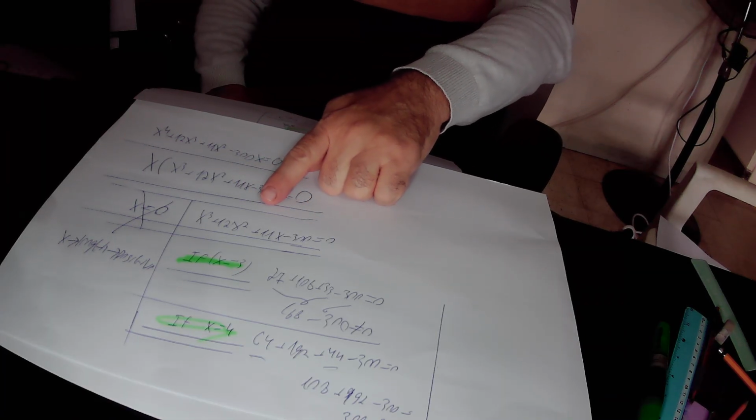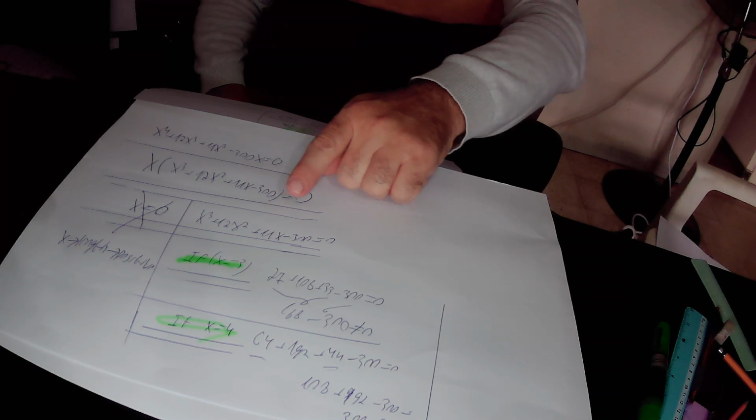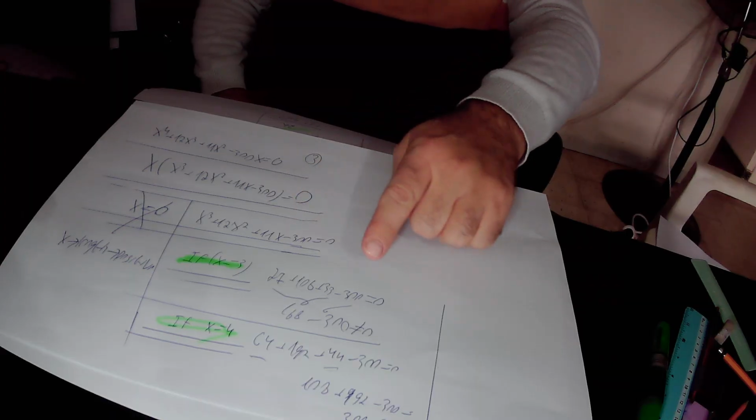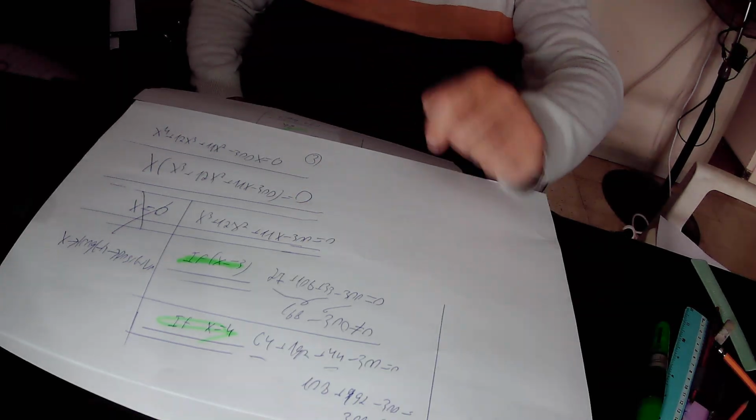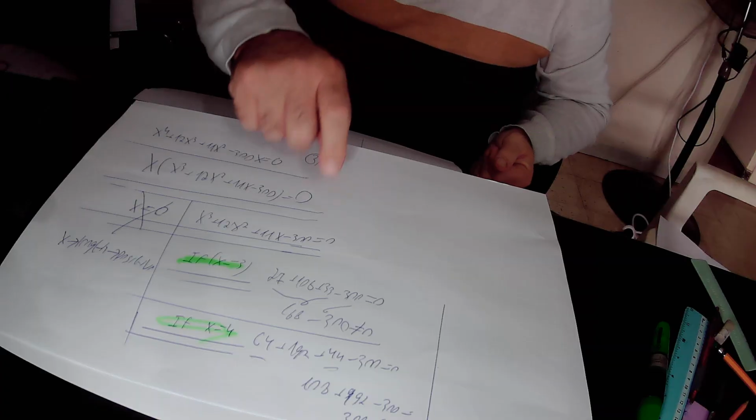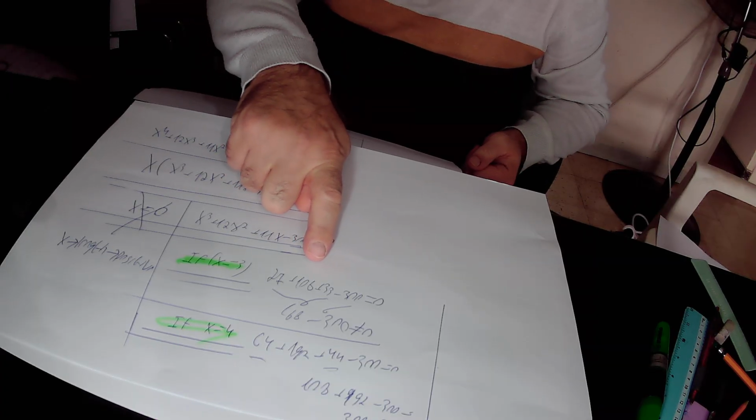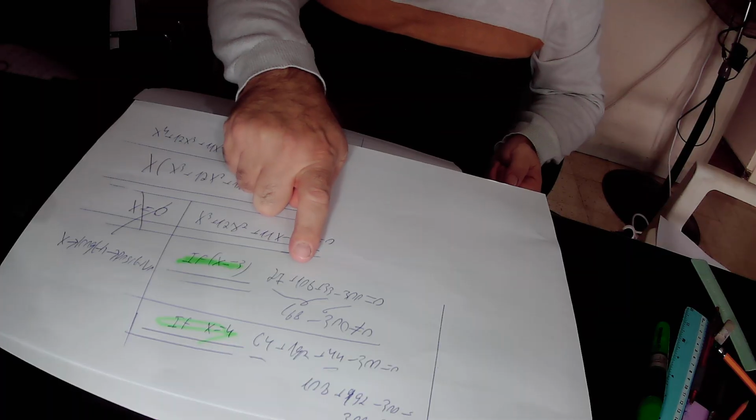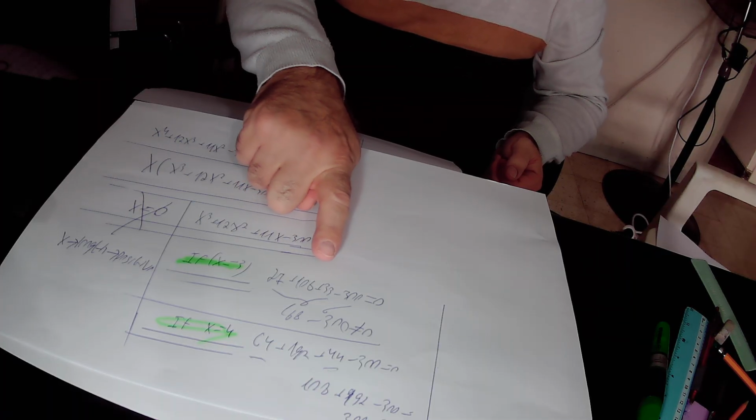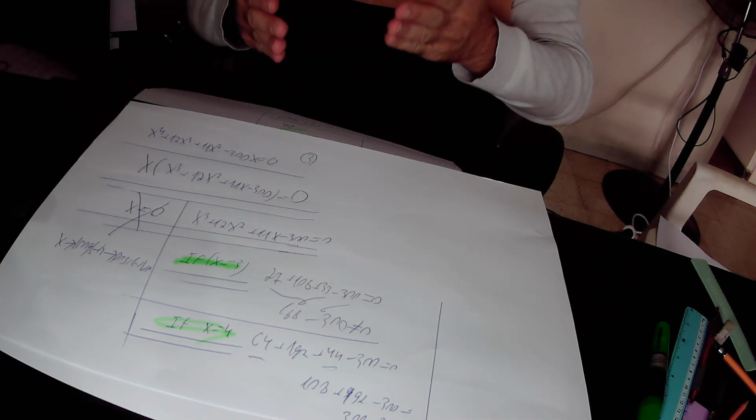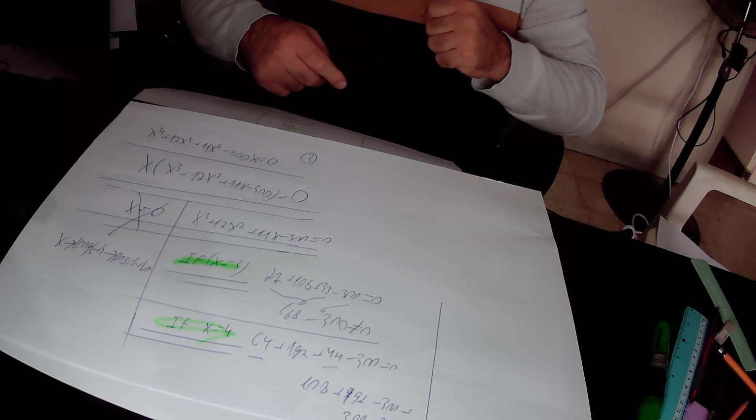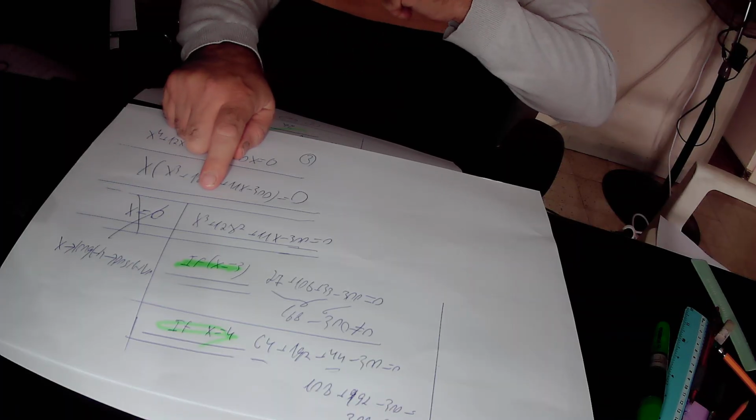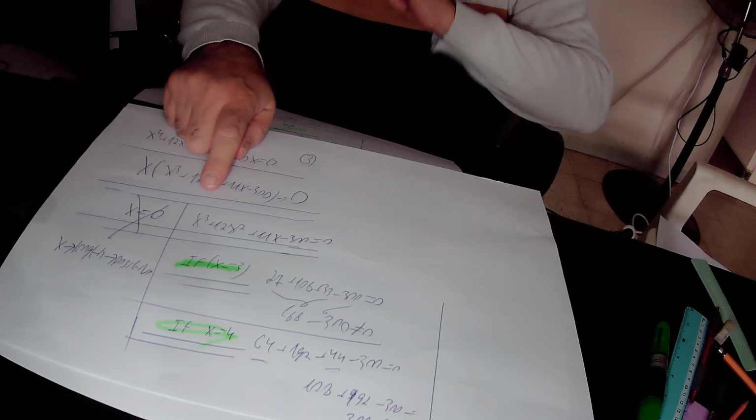So x cubed is 3 cubed, that is 3 times 3 times 3, that is 27, plus 12x squared. x is 3, so x squared is 3 squared, that is 9, and 9 times 12 is 108, plus 11x. 11x is 11 times 3, that is 33, minus 300 equals 0. 27 plus 108 plus 33 is 168, minus 300 equals 0. 168 minus 300 is definitely not equal to 0. So x equals 3 doesn't solve this equation.